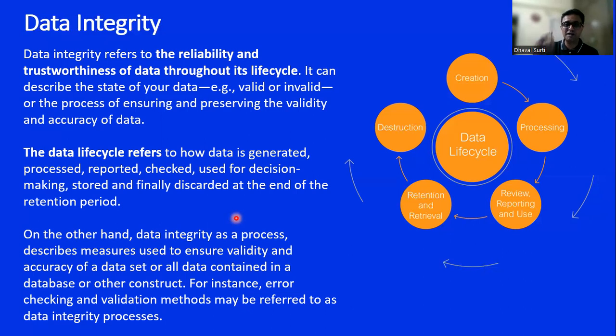So retention period means data will have a lifespan. For example, if the batch record is there, once the batch is expired, the expiry date is there, you will retain the batch record for 1 year or 2 years. After that you will destroy that batch record. So there is a lifespan for the data. On the other hand, data integrity as a process describes the measures used to ensure the validity and accuracy of the data set for all data contained in a database or other construct. For instance, error checking or validation methods may be referred to as data integrity processes.